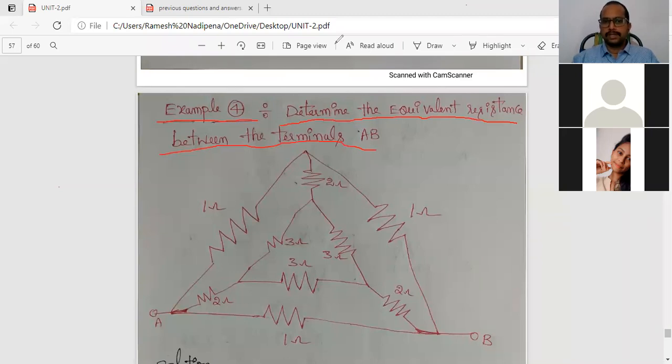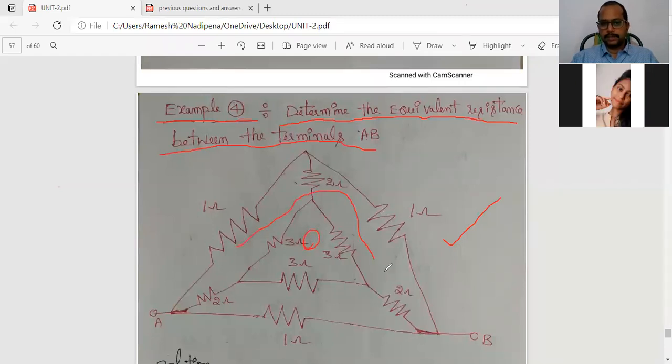Determine the equivalent resistance between the terminals AB. Draw the circuit diagram. So here, this is the inner delta, and this one is the outer delta. Observe carefully.